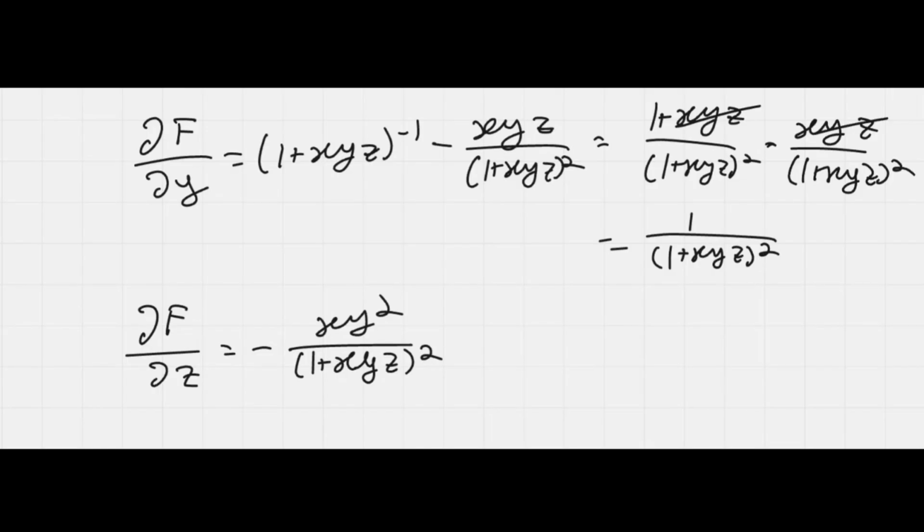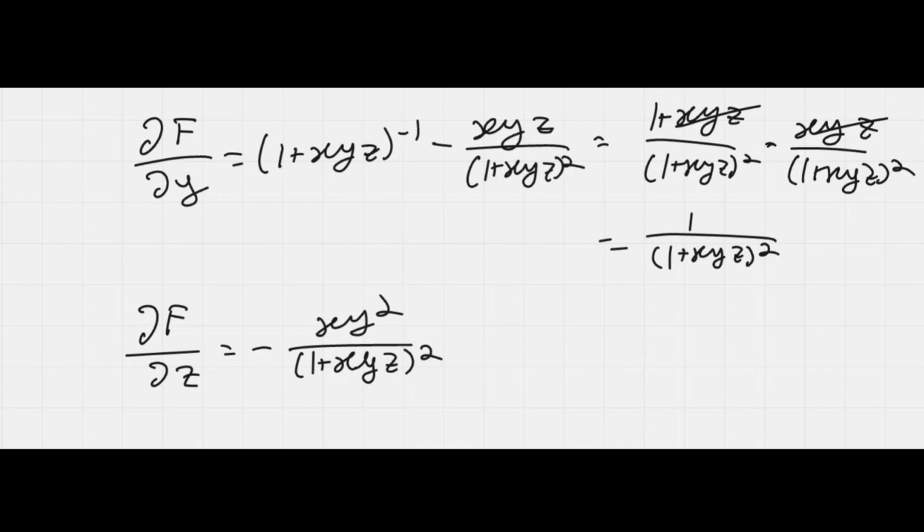We brought down the negative, changed the power to 2, and then we were also taking out x and y from the derivative of here because we're treating x and y as constants. We bring that up to the numerator, multiply that by the y, we get xy squared, all of that over (1 plus xyz) squared. And we also have a negative. Alright, so we have all of our partial derivatives.